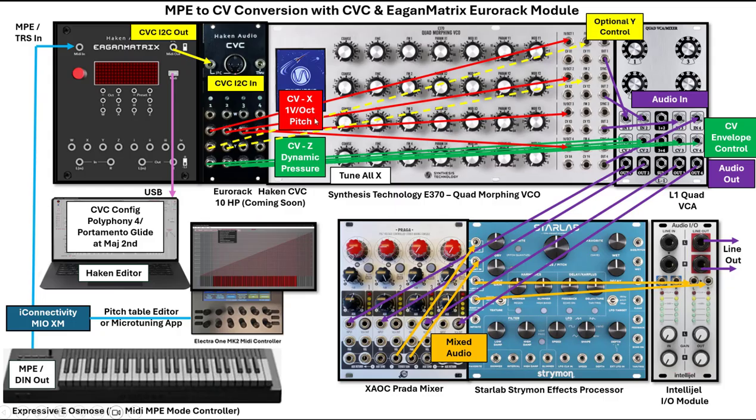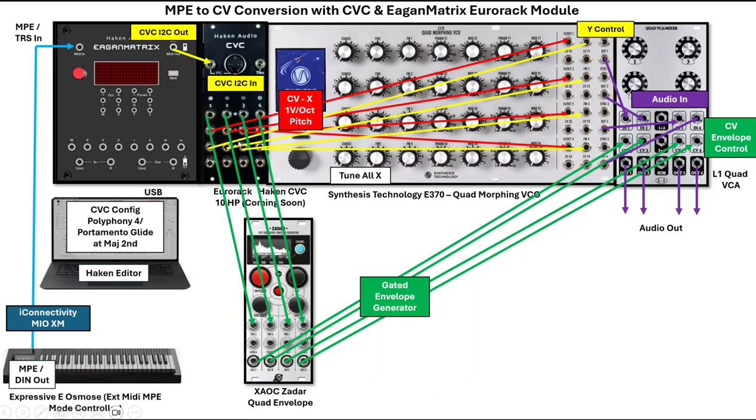Now you might ask, okay, that's one possibility. What if I have envelope generators and I want to use that instead? Well, in this case, you can get rid of your Z outputs and send your W gates into an envelope generator, and that can be used to control the VCA envelope.